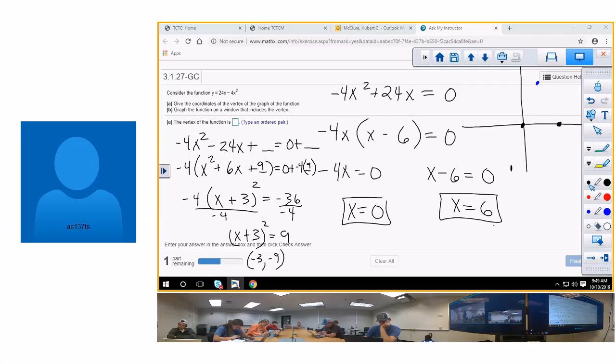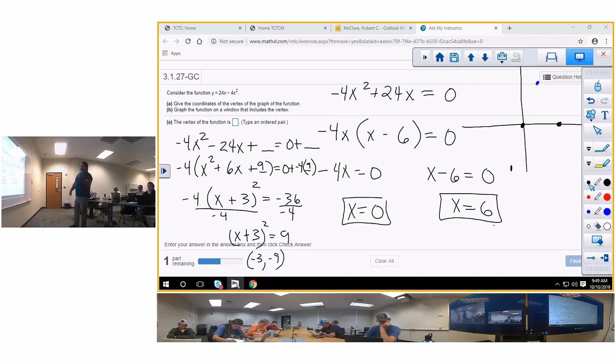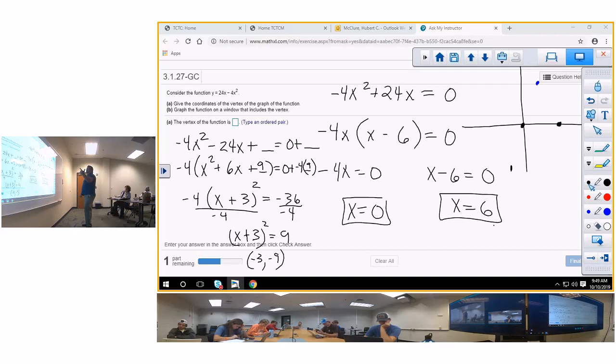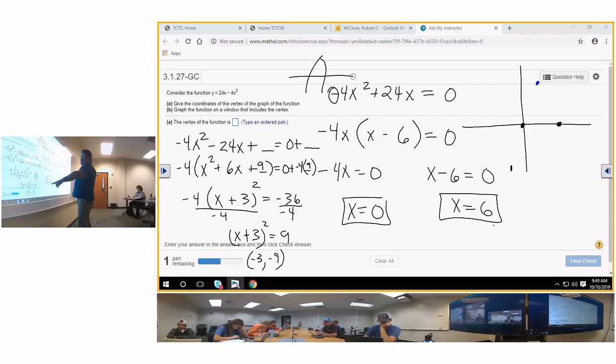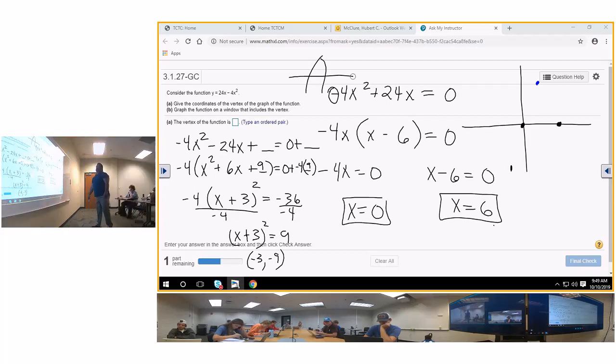Negative 4. Negative 24 divided by negative 4 is 6. 6 divided by 2 is 3. 3 squared. Negative 36. Should be right. Okay, I've got something wrong with the x-intercepts then. Let me check there. Negative 4. Yeah, that vertex is not right, because I can't have a negative parabola go through the x-axis and have a negative 3, negative 9 vertex. Something's wrong.